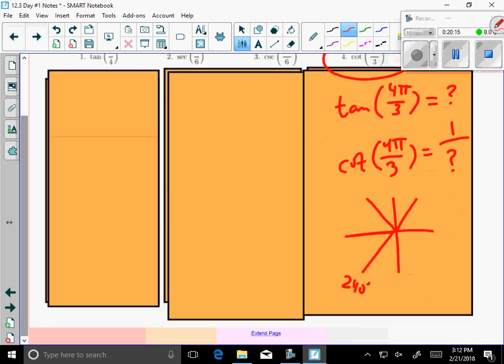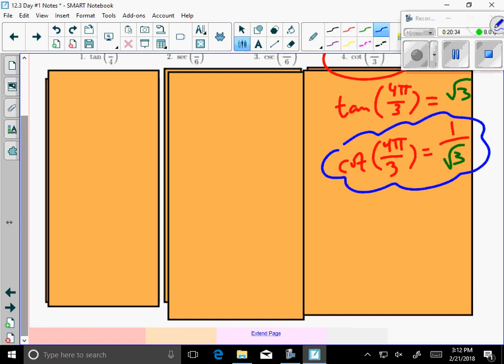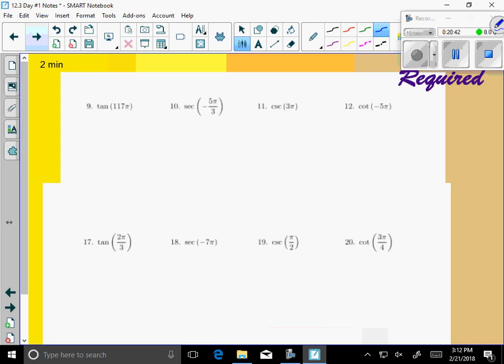So if that's true, the tangent of 4 pi over 3 is the square root of 3, then the cotangent of that same angle will be the reciprocal of that. Okay, so at that point, I'd be okay with that. Some of you might like rationalizing the denominator. A varsity answer for that, if you rationalize, would be this. That is not required.